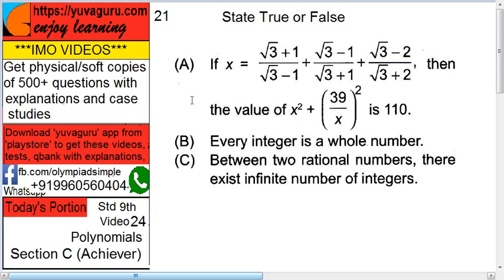Video. Now B and C. Every integer is a whole number. We have to find out true or false. So every integer is a whole number. Is it true or false?